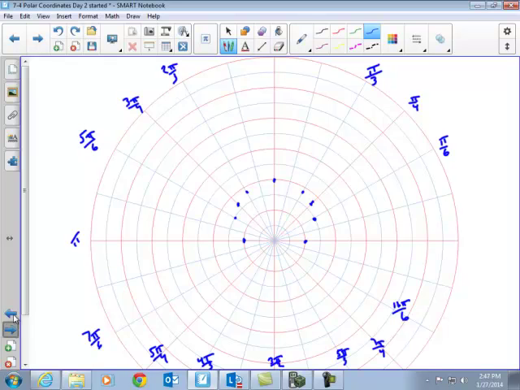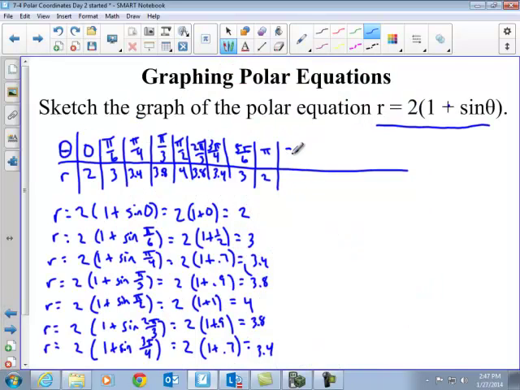So I'm going to go to 7 pi over 6 and plug that in for R. So we have R equals 2 times the quantity of 1 plus the sine of 7 pi over 6. The sine of 7 pi over 6 is negative 1/2. So I have 2 times the quantity of 1 minus 1/2. 1 minus a half is a half. 2 times that would be 1. So 7 pi over 6, that value would be 1.